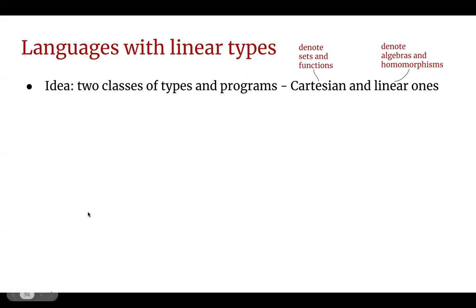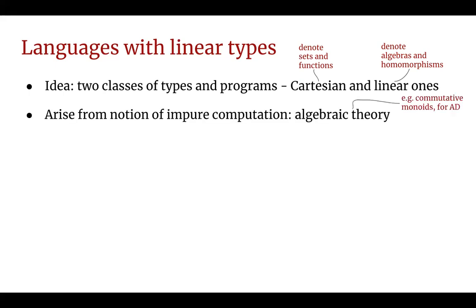Okay, so the Cartesian types we think of as denoting sets, and the programs between these types we think of as functions. The linear ones we typically think of as certain kinds of algebras, and the programs with linear type we think of as homomorphisms between these algebras. So in the case of automatic differentiation, the relevant notion of algebra is a commutative monoid, as we saw in the example. Okay, so generally, whenever you see linear types, there's some notion of impure computation going on, and there's some algebraic theory of operations and equations that these operations satisfy. In the case of AD, the relevant algebraic theory is the theory of commutative monoids.